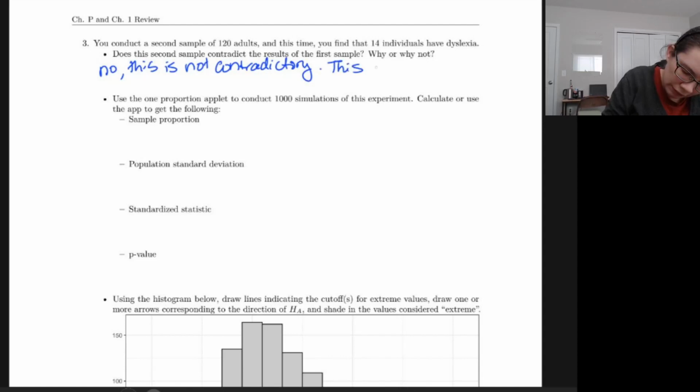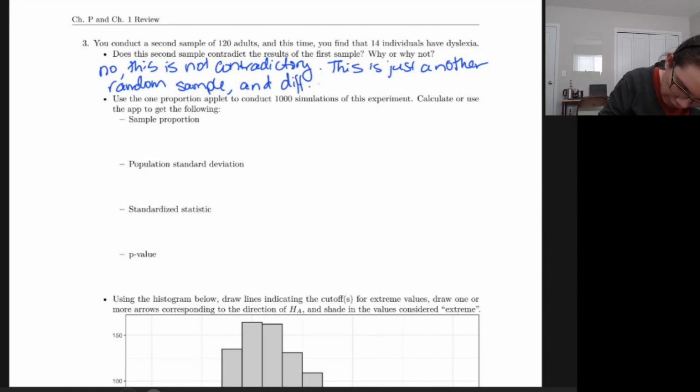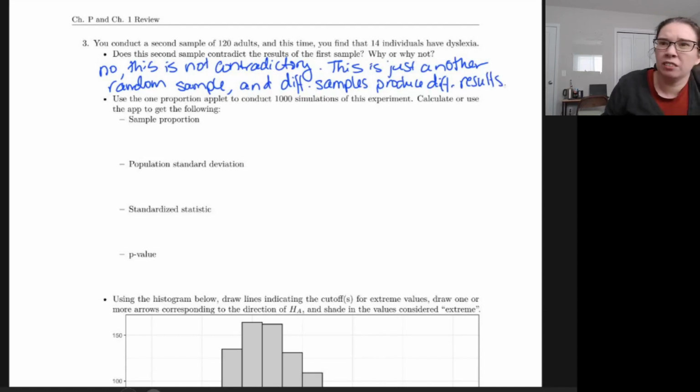This is just another random sample, and different samples produce different results. No big deal. Just another day in statistics.